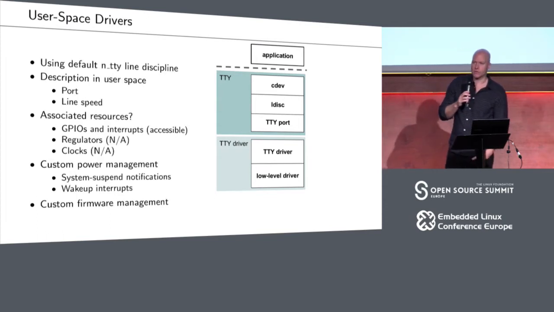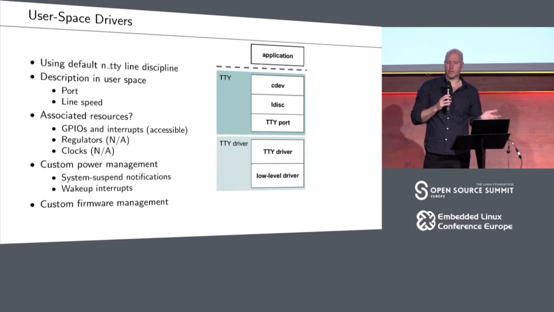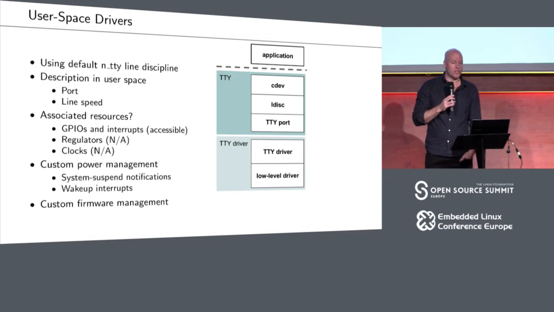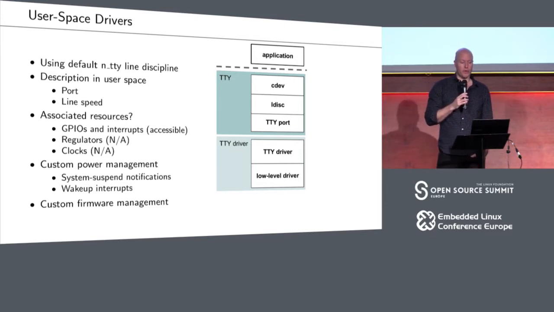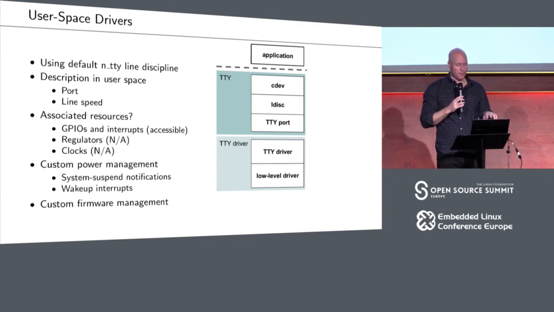So the user space drivers: you could implement your driver entirely in user space using the default line discipline. This means, obviously, that your description of your hardware needs to live in user space as well. The application needs to know which port to open, what line speed to use. And if you have, for example, a simple reset line or enable switch, you could still do that in user space, because GPIO lib provides an interface for user space to access. But when you get to things like regulators and clocks, they don't have a representation in user space. Then you won't be able to implement your driver in user space.